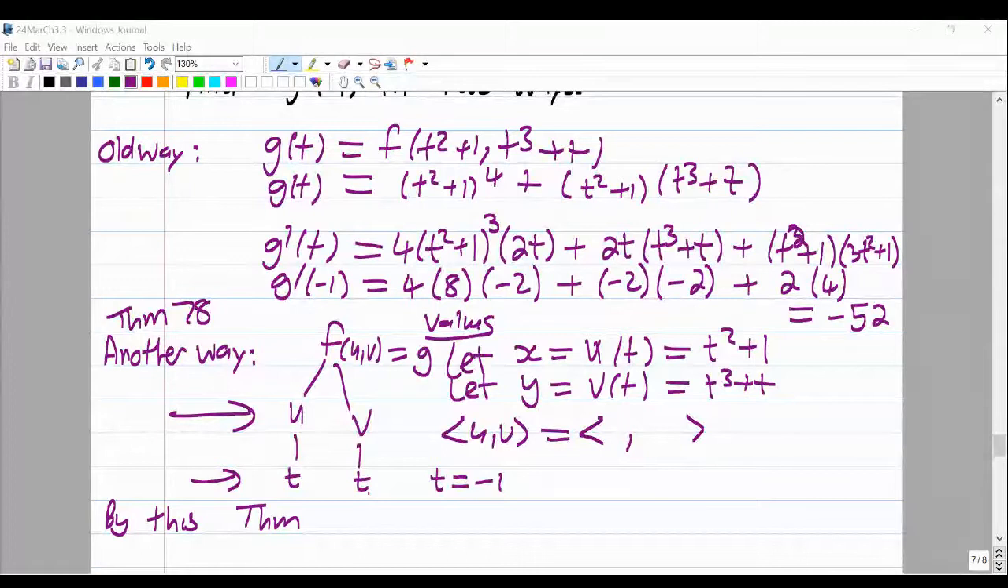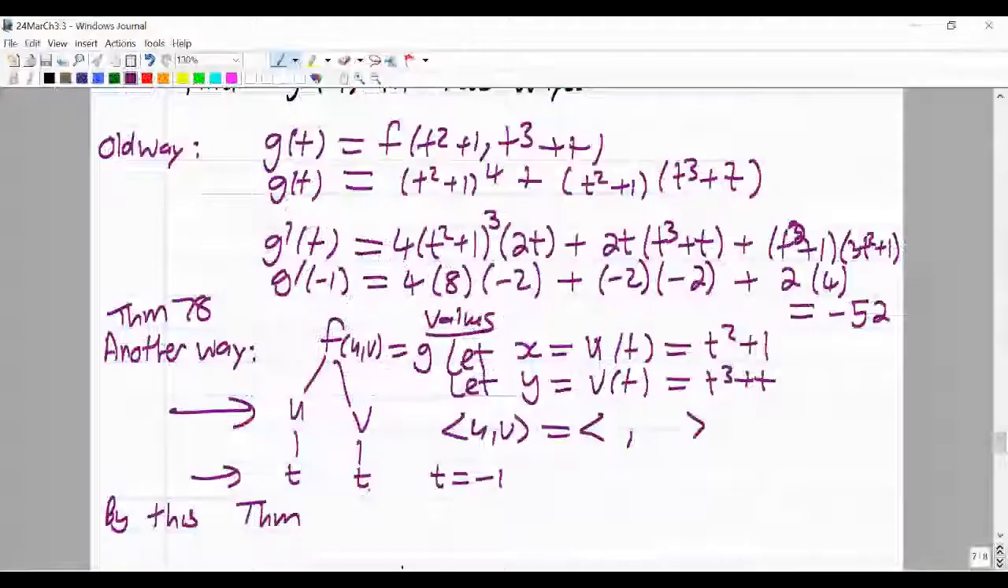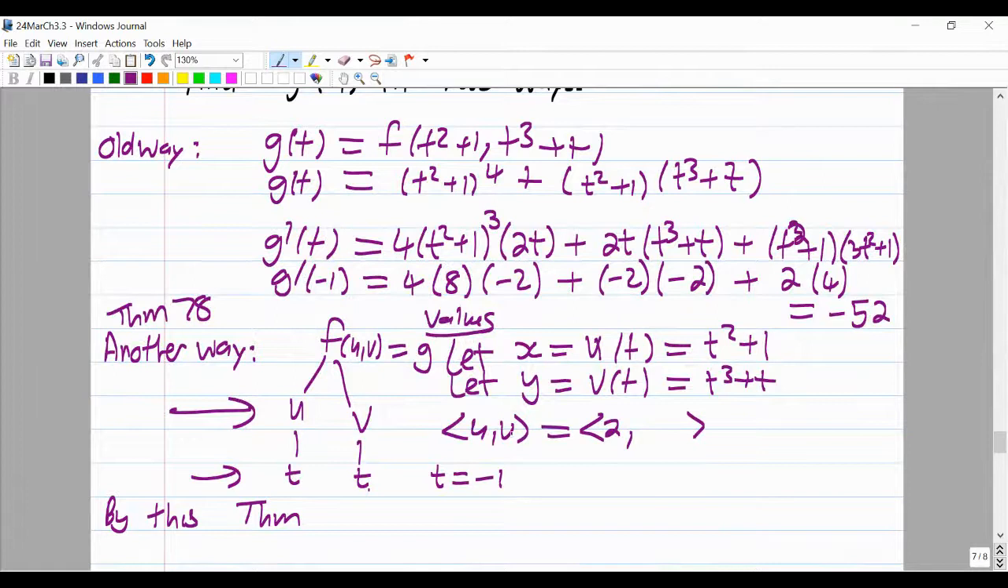So to employ theorem 78, we create functions u(t) equals t squared plus 1 and v(t) equals t cubed plus t. So we need to draw the tree, but we also need the values. When t is minus 1, what is u? Can anybody tell me? Thank you, Elizabeth. Thank you, Nicole. It's 2. And when t is minus 1, what's the value of v?